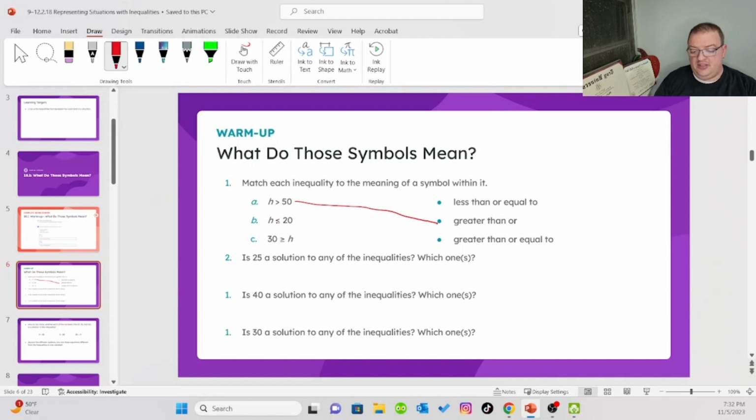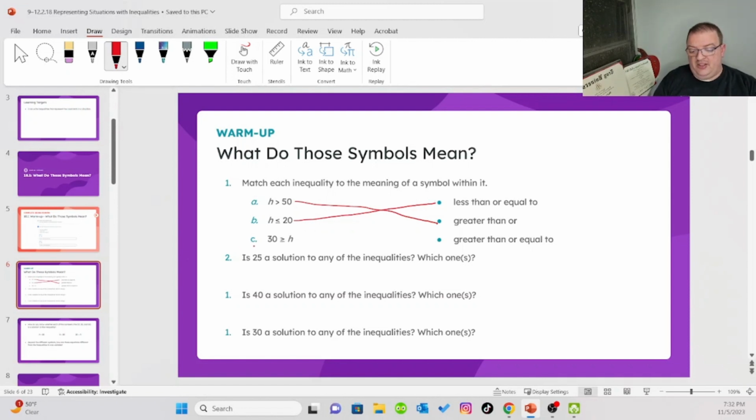Now in B, we see that the arrow or the point is pointing towards the H. But we also see this single line underneath it. So when we see the point going to the left, we're saying that H is less than, but this little line underneath means or equal to. So this one is saying that H is less than or equal to 20. So that would match our top one.